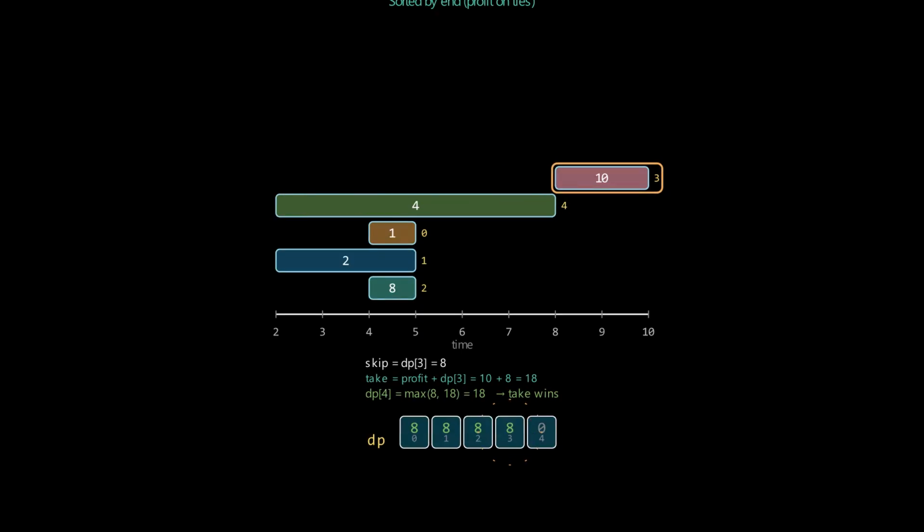Last row starts at 8. Now there is a compatible earlier row, the long bar that ends at 8 already holds 8 in its DP cell. Take is 10 plus that 8, 18. Skip would keep 8. 18 wins, so DP at 4 is 18. In a full solution, binary search on the ends array would jump straight to that predecessor index instead of walking backward. The last cell reads 18, the maximum profit for this sample.